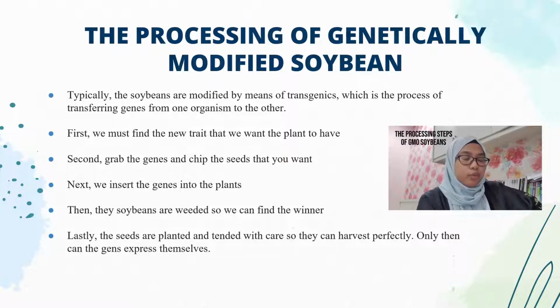Today we will be talking about the processing of the genetically modified soybean. Typically, soybeans are modified by means of transgenic, which is the process of transferring genes from one organism to another. And to produce a genetically modified organism, you have to identify the trait of the plant that you want to have and find out whether the other organism has it or not.